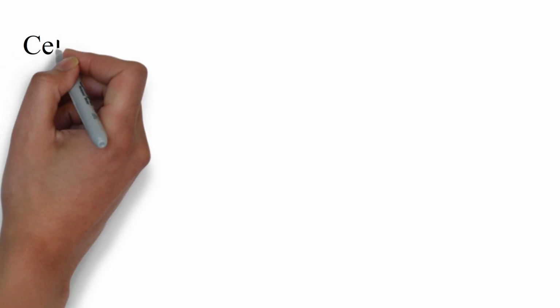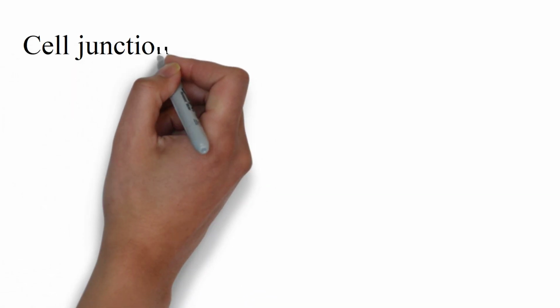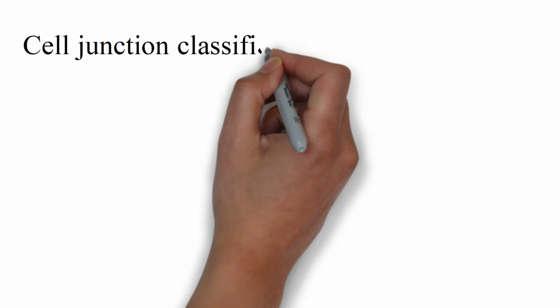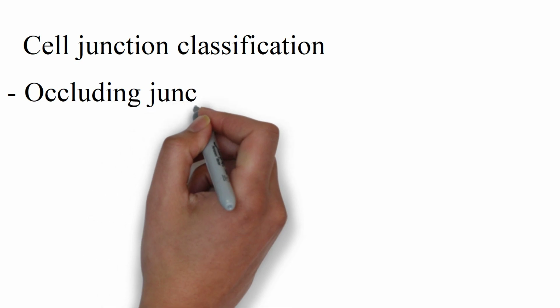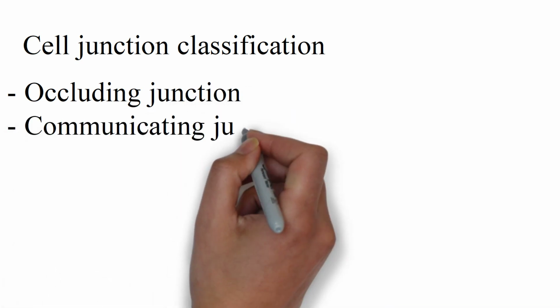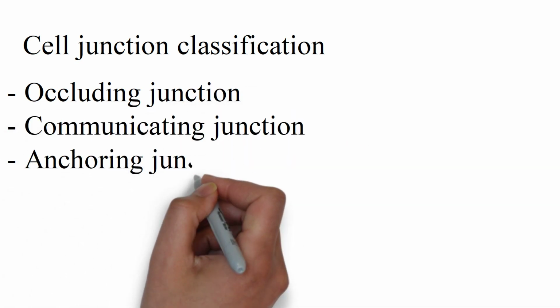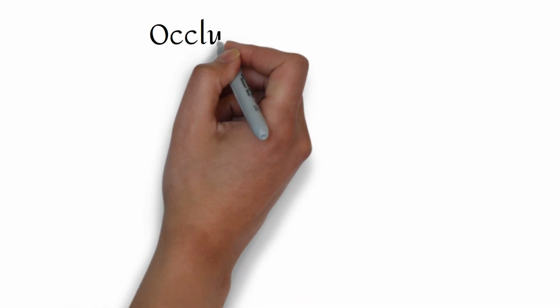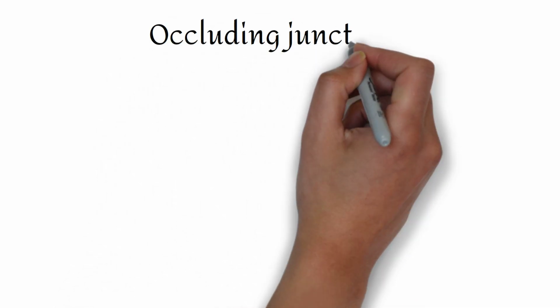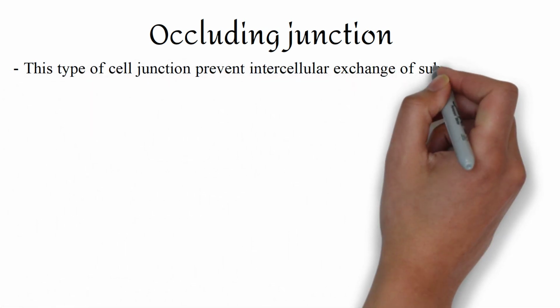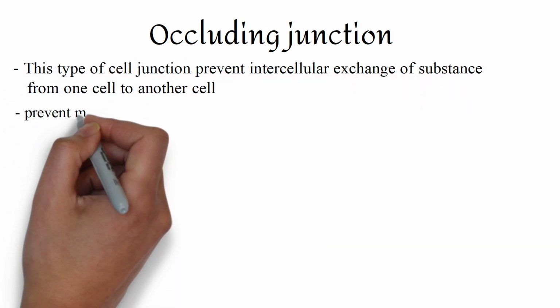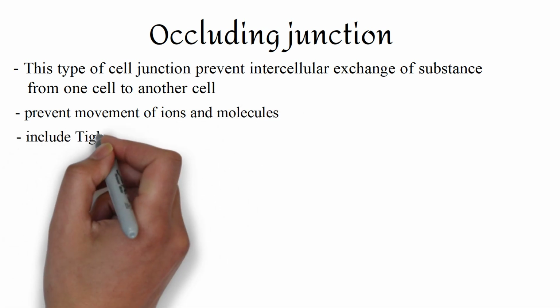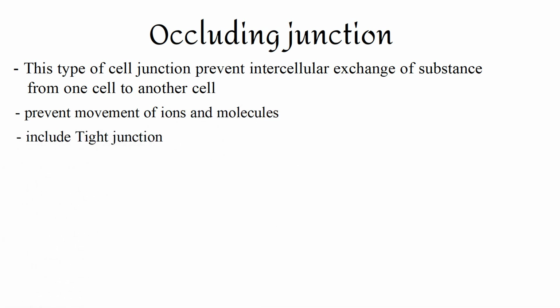We have a second type of classification of cell junction, which is based on permeability of the junction and different types of protein involved in their formation. This includes occluding junction, communicating junction, and anchoring junction. First, we will see what is occluding junction. This type of cell junction prevents intercellular exchange of substance from one cell to another cell. It also prevents the movement of ions and molecules. The example of occluding junction is tight junction.